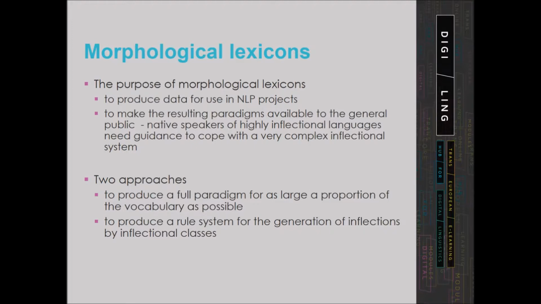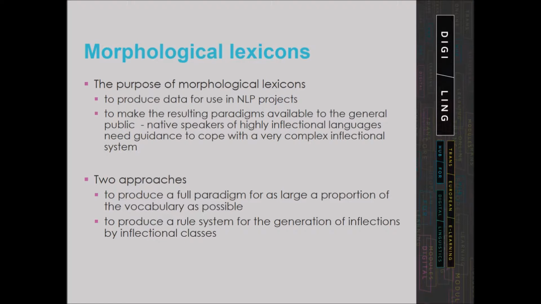So, the lack of information in the two types of sources is as follows. Dictionaries give partial information on quite a large vocabulary, but the grammatical descriptions give exhaustive information on only a part of the vocabulary. Therefore, the purpose of morphological lexicons is usually twofold. They are created to produce data for use in language technology projects, such as search engines, part-of-speech tagging, context-sensitive correction, in language teaching, and lexicography. And also, they are created to make the resulting paradigms available to the general public.